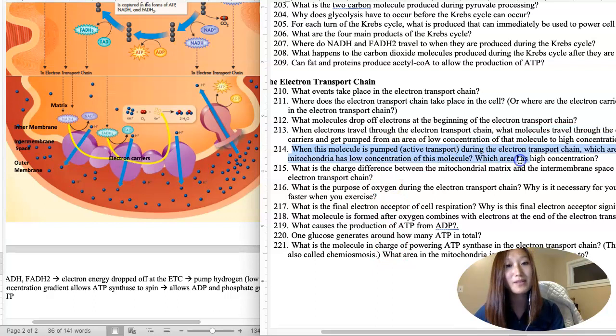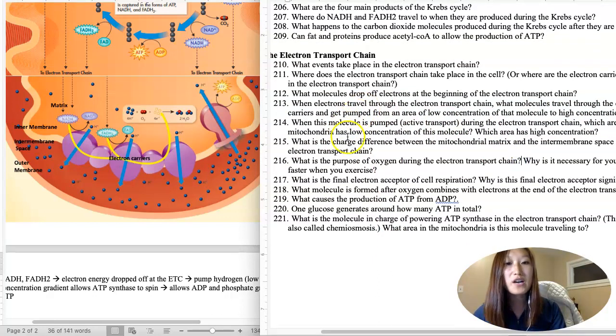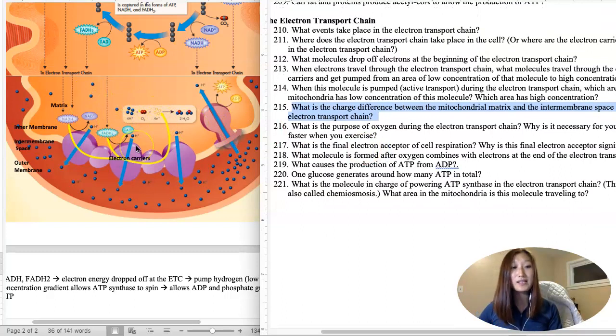When this hydrogen is pumped during the electron transport chain, which area has a low concentration of the molecule? That will be the matrix. High concentration of the molecule will be the intermembrane space. And this gives you a charge difference as well. Hydrogen ions carry positive charges, so if you have less of them in comparison to the other side, you would have a negative charge in the mitochondrial matrix and a positive charge in the intermembrane space, because you have a lot of these positively charged hydrogen ions.